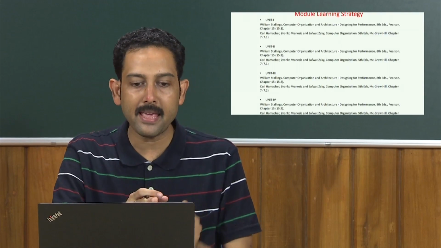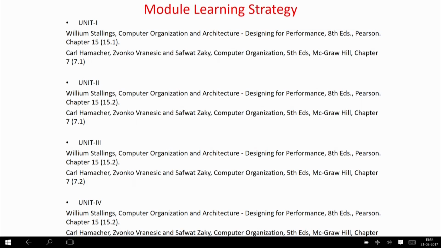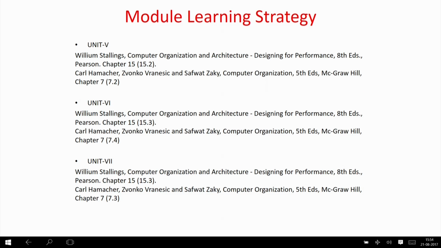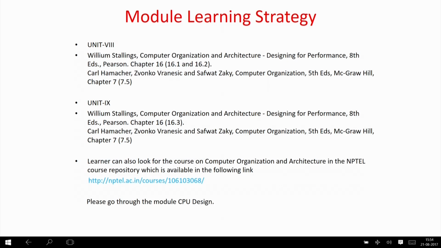We are describing here what the different units are and from which book you can study this. We are referring to the William Stallings book and Hamacher's book. Exactly which unit, which topic and which chapter you have to read, for example for unit 1, is all detailed in this slide. I am just keeping this slide for a few minutes, you can look through it. Also, you can go for this NPTEL based course, which is a web course on computer organization and architecture. You go to the module on CPU design.